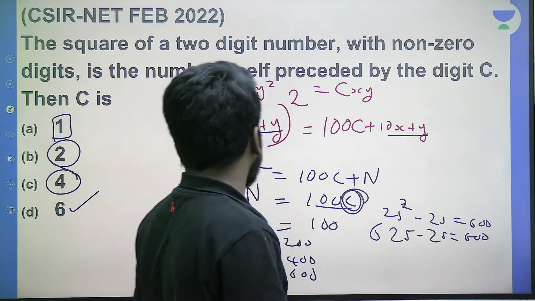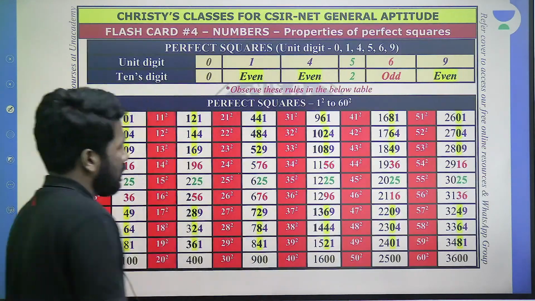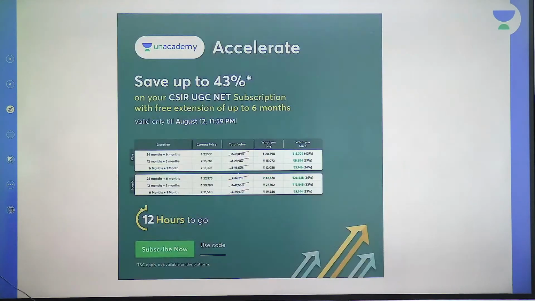Respond please in the chat. If so, yeah, the first few perfect squares, knowing them is always good.